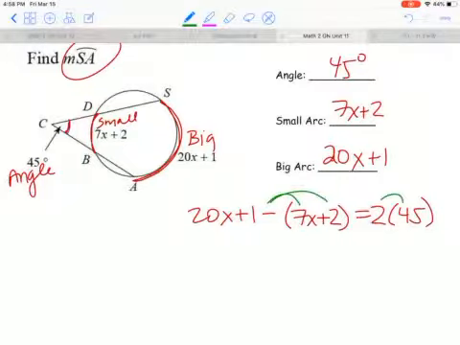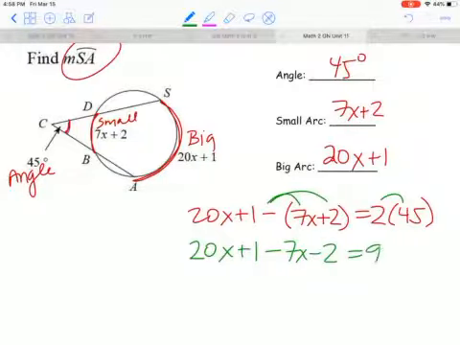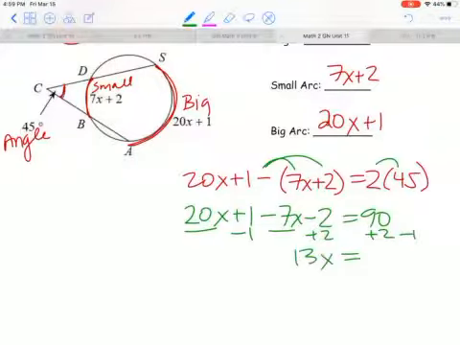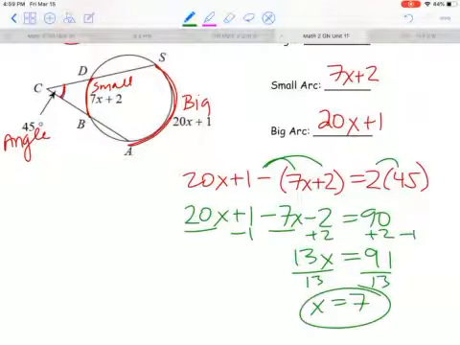Okay, so here we go. We're going to distribute those. So 20x plus 1 minus 7x minus 2 equals 90. And then we're going to move all the numbers to one side. So on the left side, we have 20x and minus 7x, which is 13x. And on the right side, we have 92 and negative 1, which is 91. And then when we divide that, just want to double check. Yeah, so x is 7. Make sure you got that.